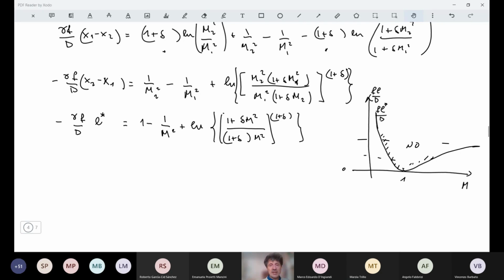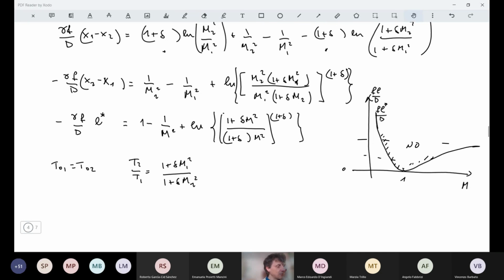Of course, you can rearrange. Once you have this kind of expression, you also have relations between the ratio of different quantities and the ratio of Mach numbers, or let's say expressions where appear the two different Mach numbers. So you can rearrange and obtain also other expressions. For instance, here being T01 equal to T02, because you have constant total temperature, you would have that T2 over T1 is equal to 1 plus delta M1 squared over 1 plus delta M2 squared.